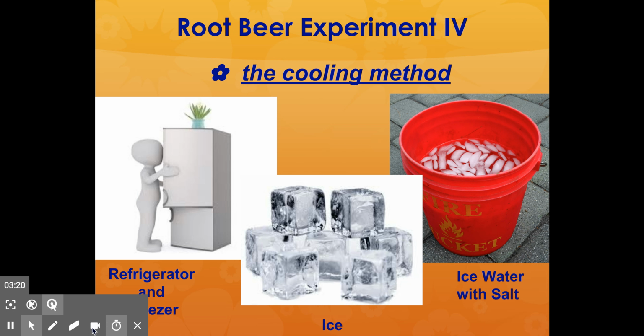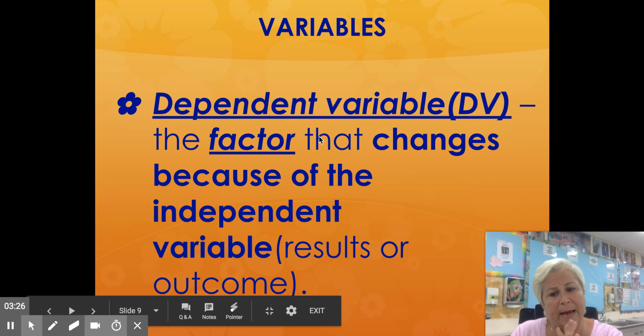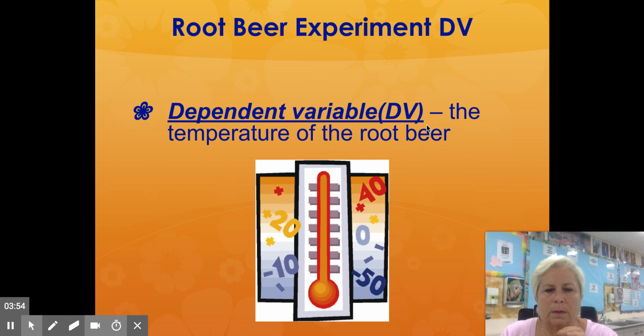All right, the next variable type that we have to look at is called the dependent variable, and we often abbreviate that with the DV. So you see the capital letter D and capital letter V. The dependent variable is the factor that changes because of the independent variable. The dependent variable is almost always going to be your result or the outcome. So in the diet root beer experiment, our dependent variable is going to be the temperature of the root beer after the procedure.